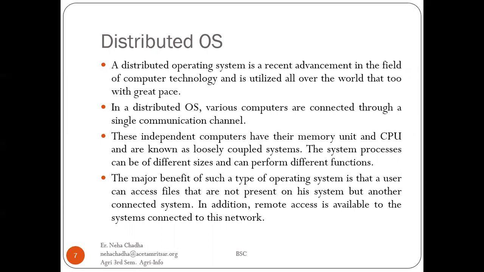They can just interact with each other, but they are not dependent upon any other for the resource purpose. These system processes can be of different sizes and can perform different functions. So you are having one system and I'm having one system. We are communicating with each other via the internet, but I'm having my personal keyboard and mouse, and you are having your personal keyboard and mouse. We're just interacting. It could be possible that we may share our data, and it could be possible that we may not share our data. Then it is called distributed operating system.